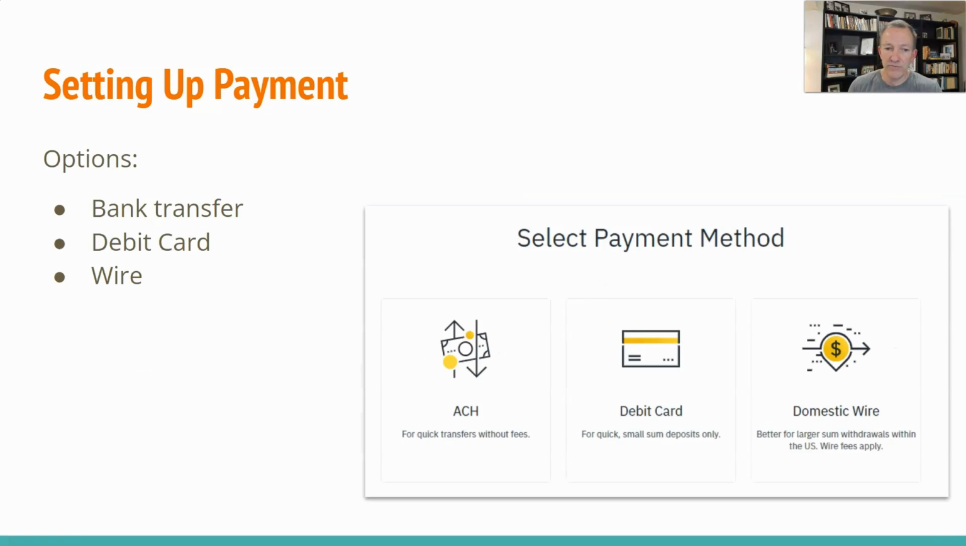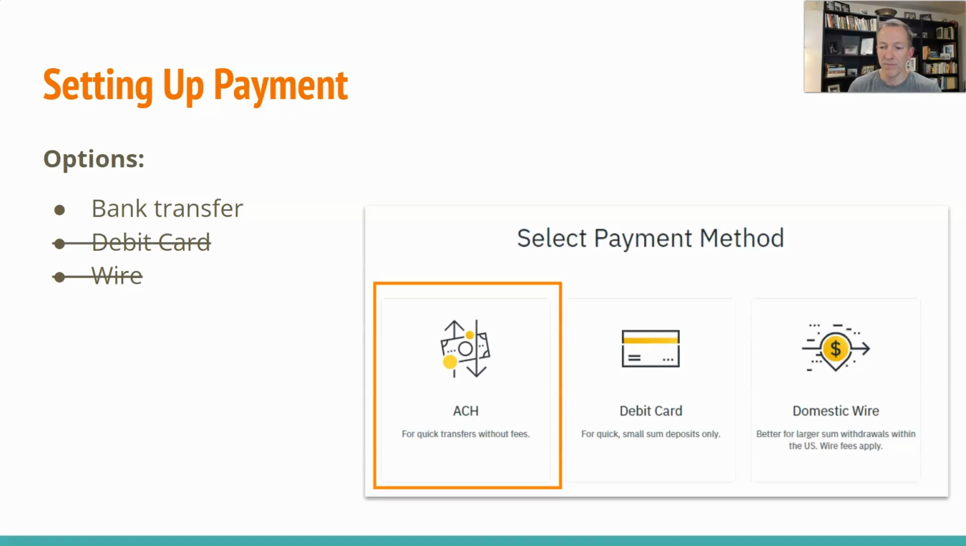And this is pretty straightforward. Once you click on that add payment method, they're going to give you some options that you're probably familiar with already: ACH, debit card, domestic wire. The one that is recommended and the one that's going to be the easiest is ACH. And it's also going to be the one that does not have any fees associated with it for the most part. And that's what I chose.